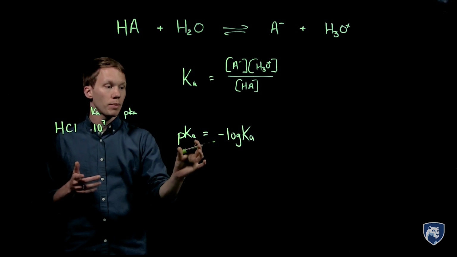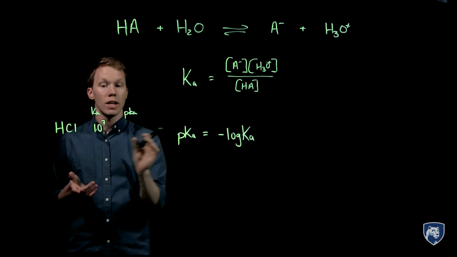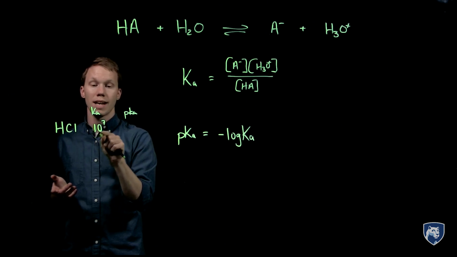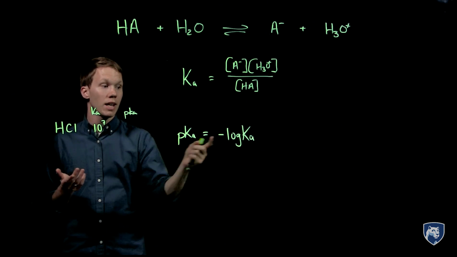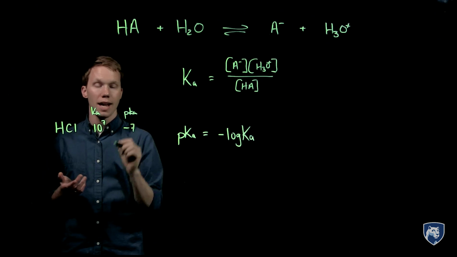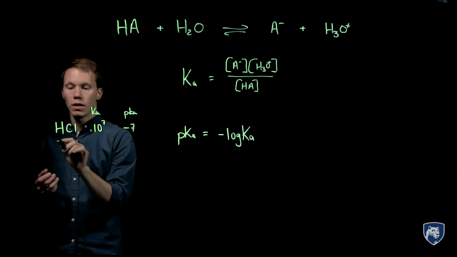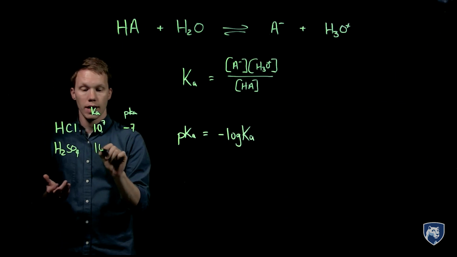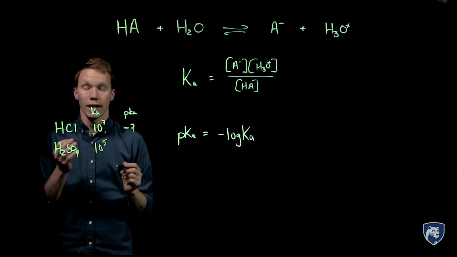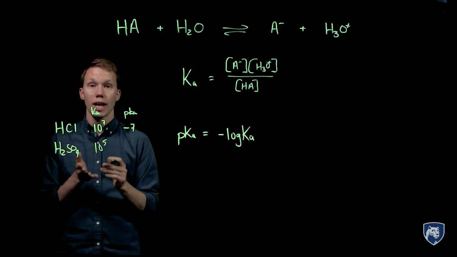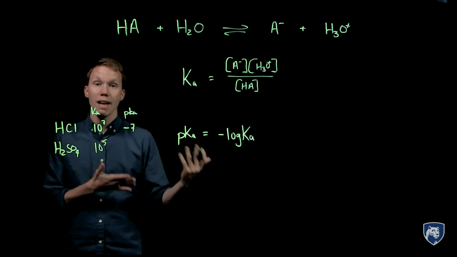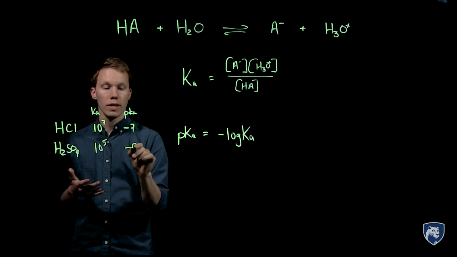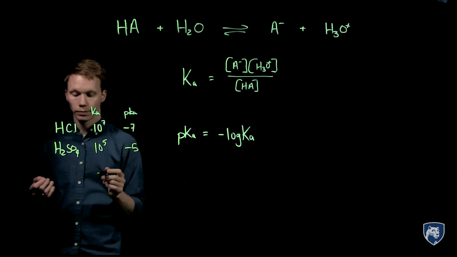So if we take 10 to the 7th and plug it into my pKa equation, we have log base 10, so that's going to take this 10 to the 7th and make it 7, and then we have the negative sign, so pKa is negative 7. Sulfuric acid is another common acid you probably came across. It has a Ka of 10 to the 5th. So again, a very large Ka would indicate a product-favored reaction, with a pKa of negative 5.